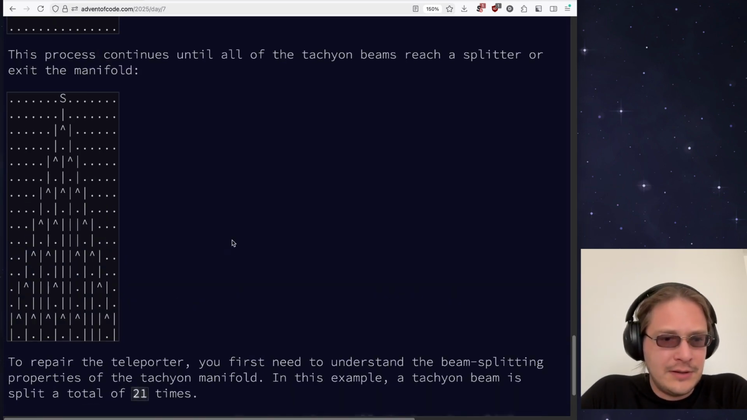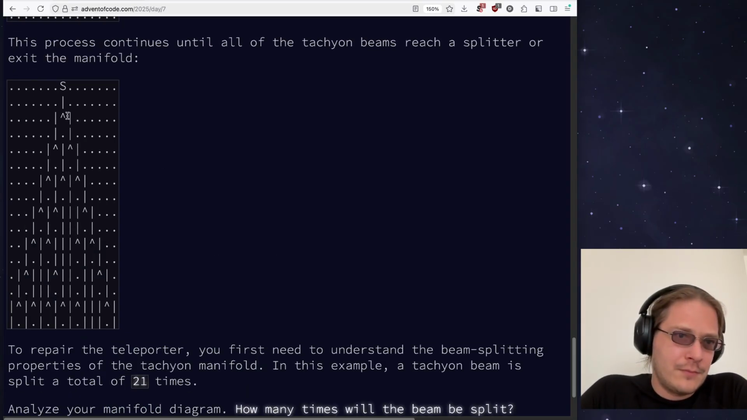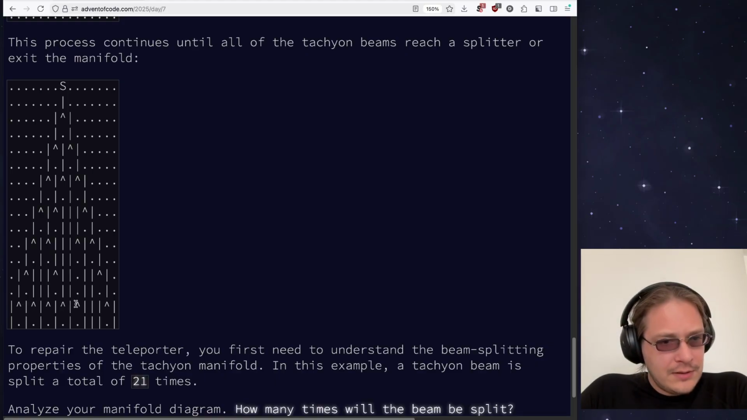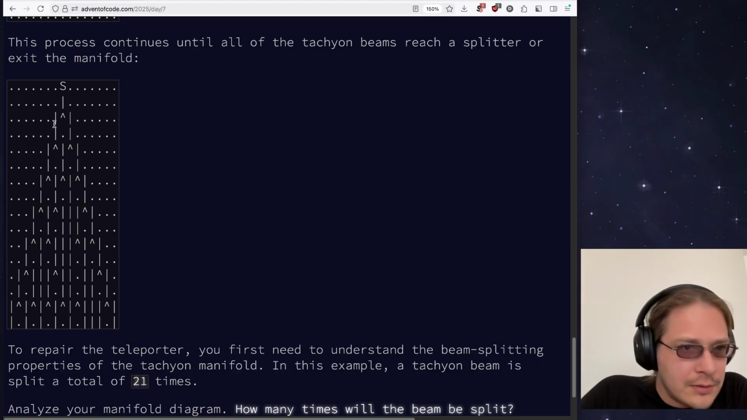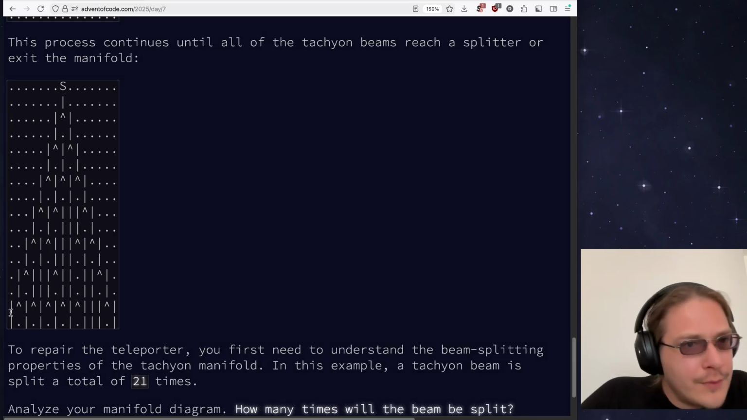And here it is split 21 times. How many times will the beam split? 1, 2, 3, 4, 5, 6, 7, 8, 9, 10, 11, 12, 13, 14, 15, 16, 17, 18, 19, 20... Wait, what? 3, 6, 9, 13, 16... Wait.